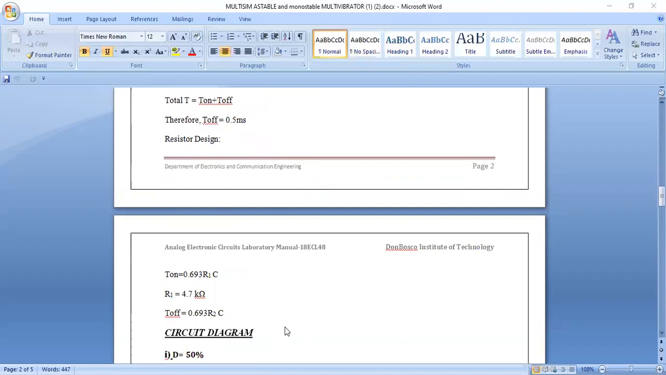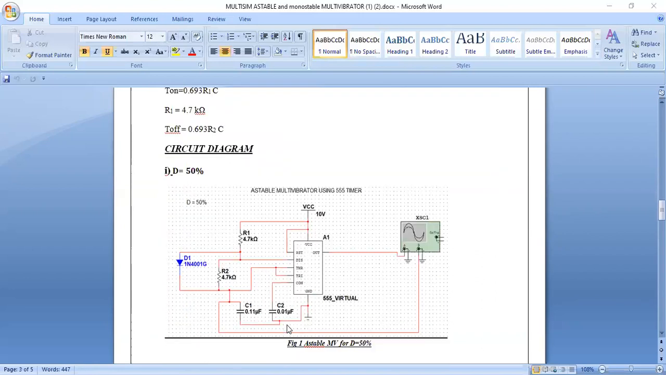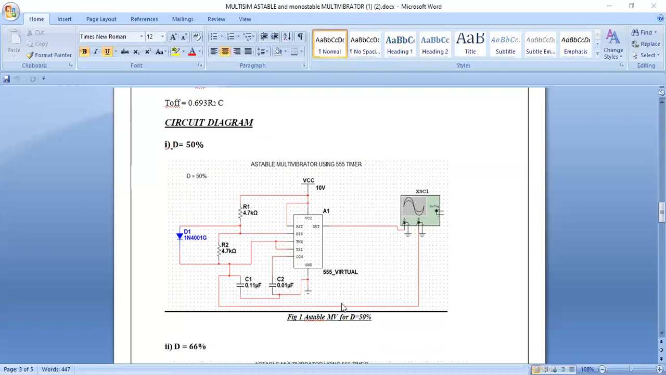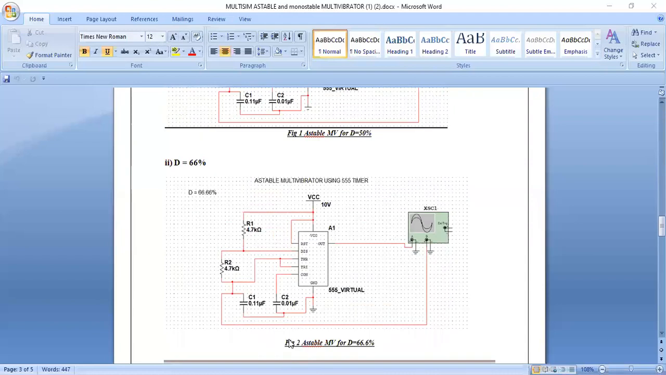Similarly, as I said, let R1 be 4 kilo ohms. Then the T off period is going to be calculated by 0.693 R2 C. You can calculate that. So let's start with the design part. Let's go with the circuit diagram. The circuit diagram is like this. Now for D equal to 50%, the circuit is like this, and when D is 66%, the circuit diagram is going to be like this.